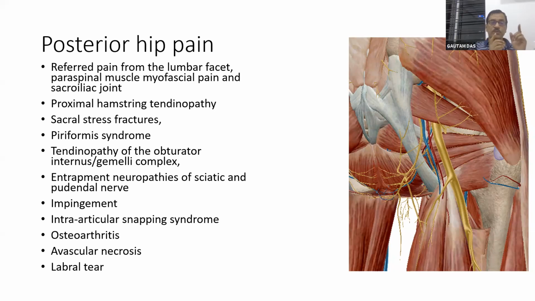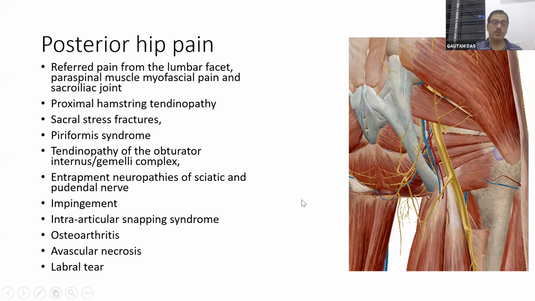The very important ones are facet joint pain, sacroiliac joint pain, paraspinal muscle pain, the myofascial pain of those muscles, and even the buttock muscles. All this pain can cause referred pain around the hip. So this is the commonest cause you have to remember. Apart from that, there are many others.